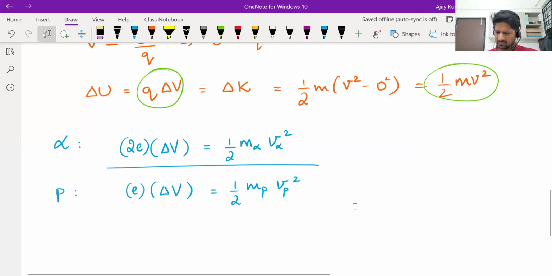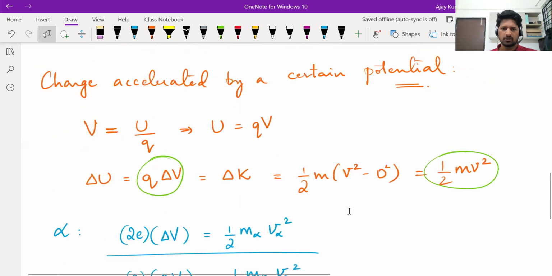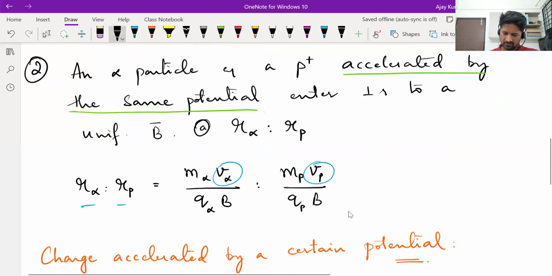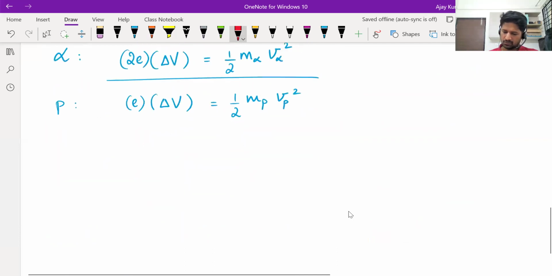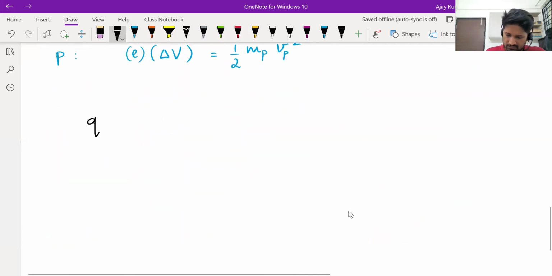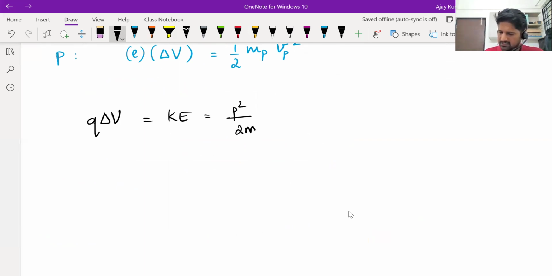Fine. And a slightly quicker way of solving this problem, see, if you observe the radius formula, it is mv by qB. What is mv for any particle or object? Momentum. Okay, so it's the momentum of the alpha particle to the momentum of the proton. And q delta v gives you kinetic energy. And we know the kinetic energy of any object is p square by 2m. That's the basic relation between kinetic energy and momentum.